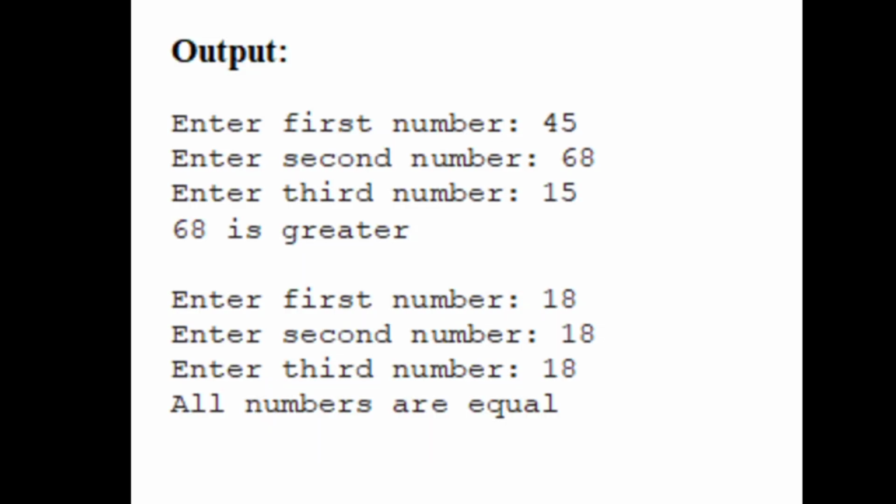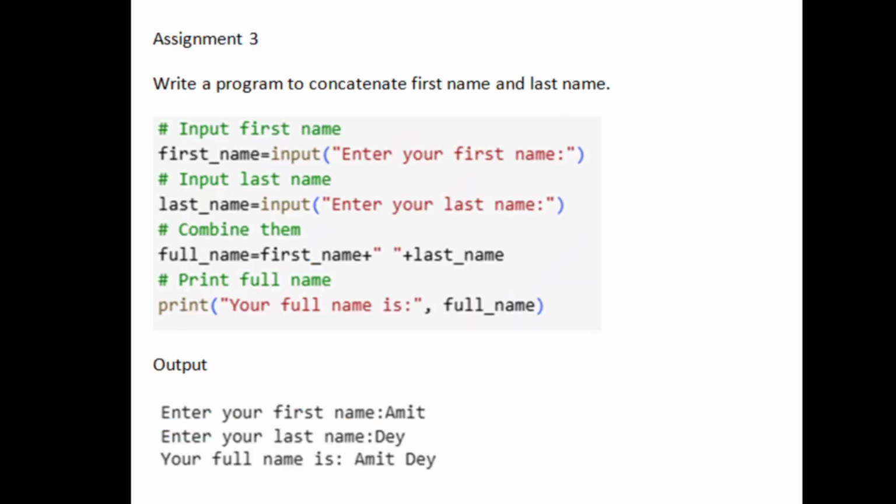So you see, enter first number 45, enter second number 68, enter third number 15. So 68 is greater. But when we enter first number 18, second number 18, third number 18, it says all numbers are equal. So this is the correct approach. Now we gave 4 assignments. Out of that, 2 assignments I already solved. Now we solve assignment number 3.